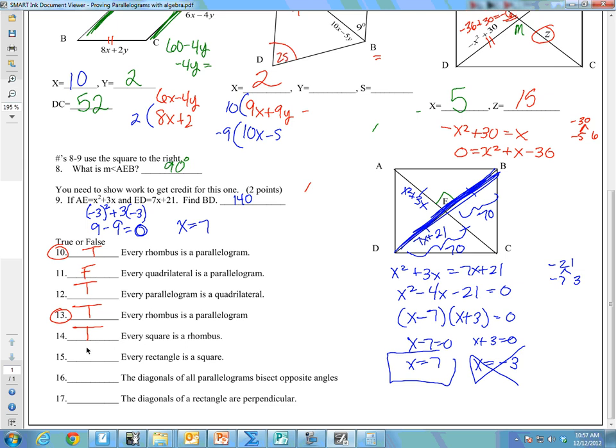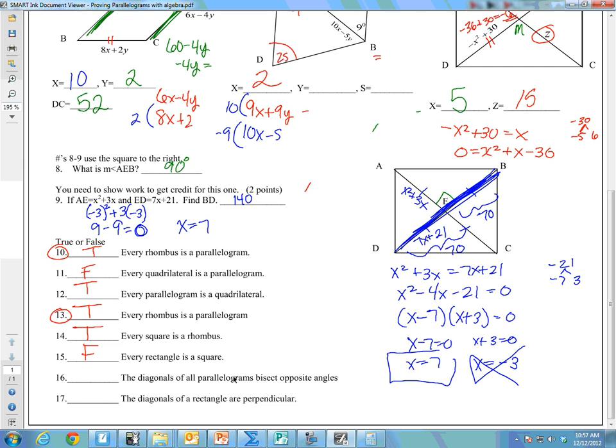Every rectangle is a square. That is false. Okay, every rectangle is a square. The definition of a rectangle says it's just got four congruent angles. The definition of a square says it has four congruent angles and four congruent sides. So for a rectangle to be a square, it would have to have four congruent sides, and we don't know that by the definition of a rectangle.